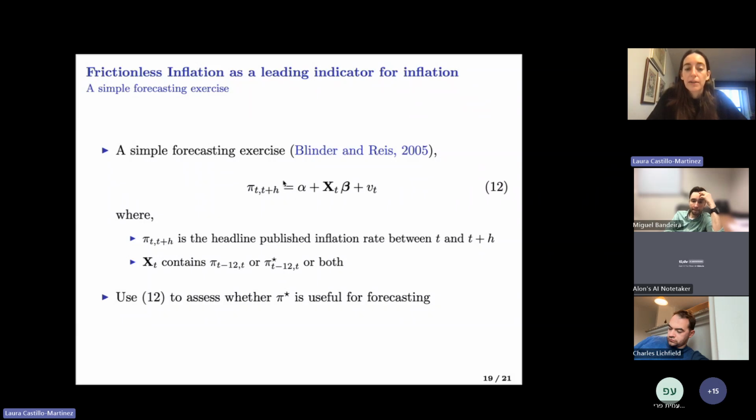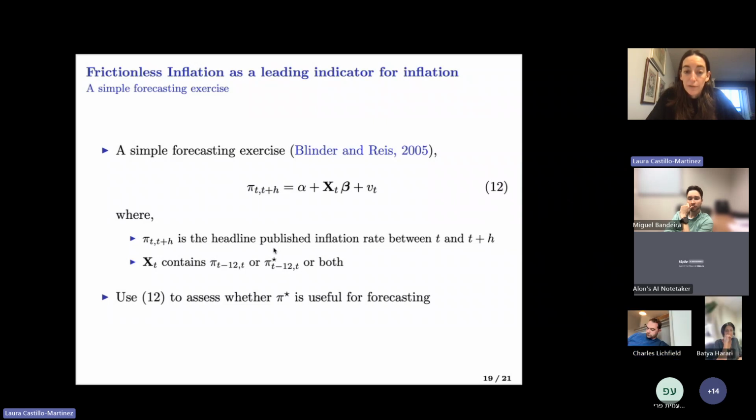So what they're doing is basically regressing the inflation rate between periods T and T plus H, where H is the forecasting horizon, on either year-on-year inflation from 12 months before, or the equivalent measure of frictionless inflation, or just include the two of them. So we're going to have three different model specifications: one where we just have past inflation, another one where we have past frictionless inflation, and the third one where we have both of them.